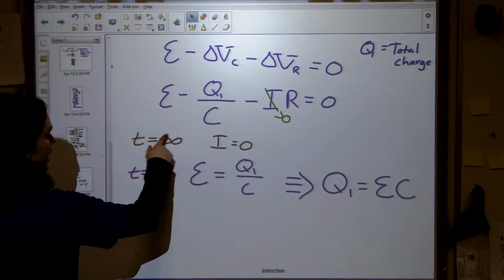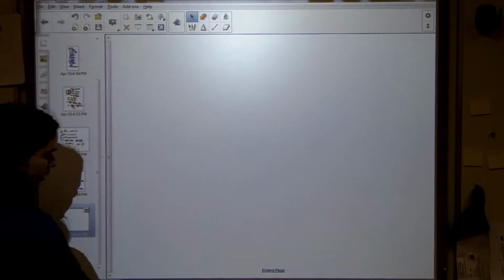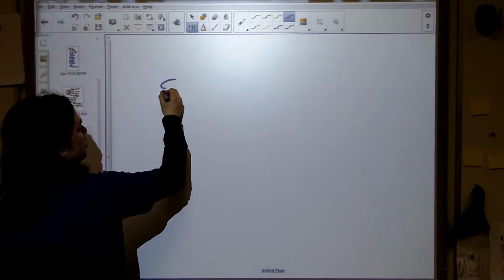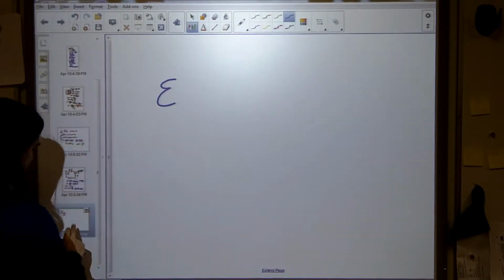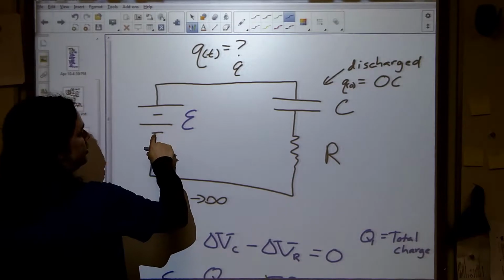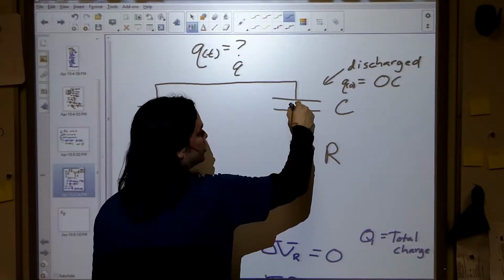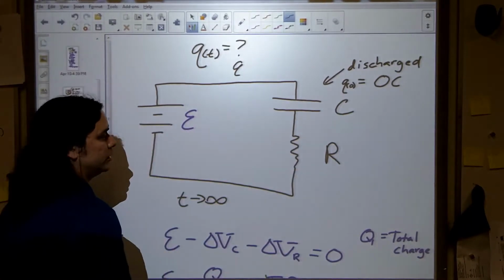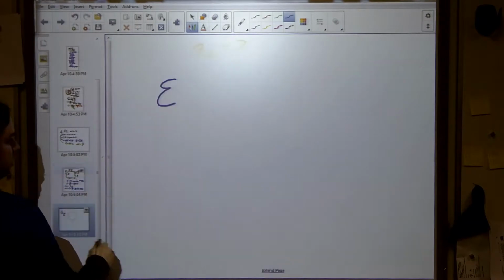Now let's move away from time equals infinity. Here's what I'm going to do. I'm going to set this up again. We still have the loop rule. And what I wrote out actually applies at all points. Doesn't matter if it's t equals infinity or not. I go across the battery, I gain squiggly E. I go across the capacitor, and I lose whatever the potential difference is across the capacitor, and then I go across the resistor and lose its potential difference.